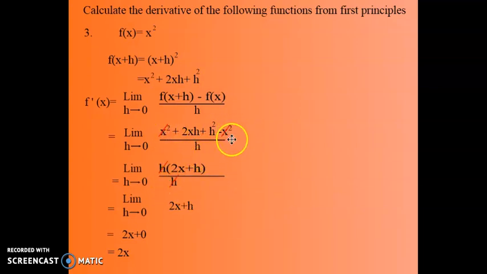So I simplify, I get 2xh plus h squared, which is h into 2x plus h, where h is my common factor. Look there, h is a common factor. I take out h, and h will cancel out h, and I'm left with 2x plus h. Now I'm substituting the value of the limit in the place of h. And the moment that I substitute the limit, my limit notation disappears. So I'm left with 2x.